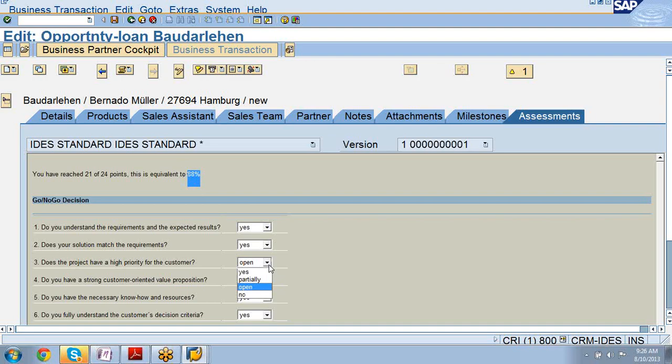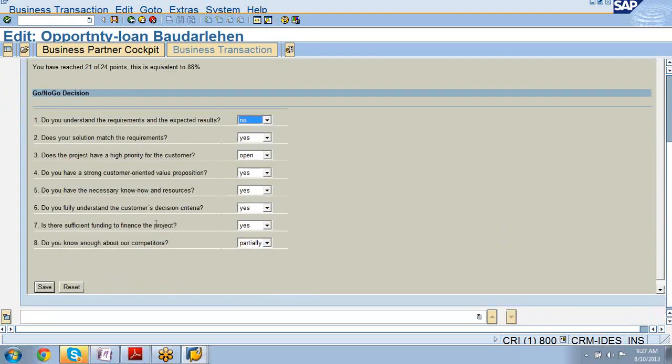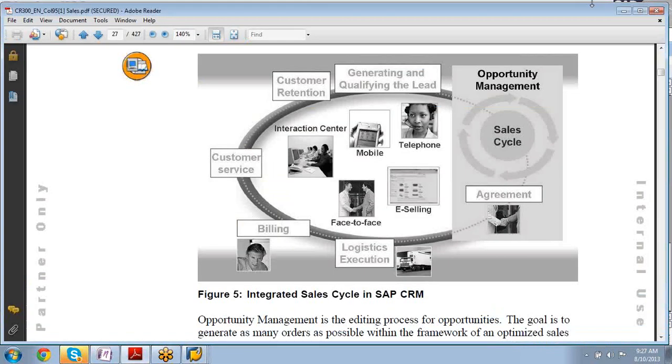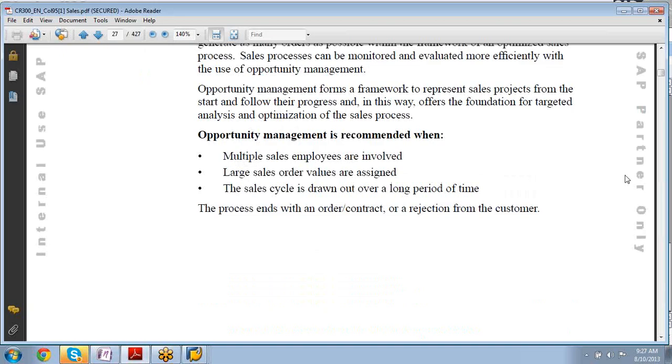Suppose I change one answer, the assessment automatically would change. This has gone to 75%. So assessments are also part of opportunity, because during the sales cycle, this is what the sales team has to do as a regular process. This screen will support you to do all this. You take these 3 points. Write this note.